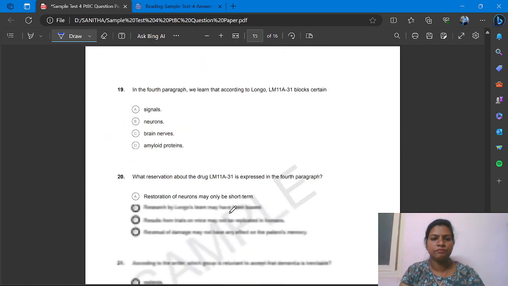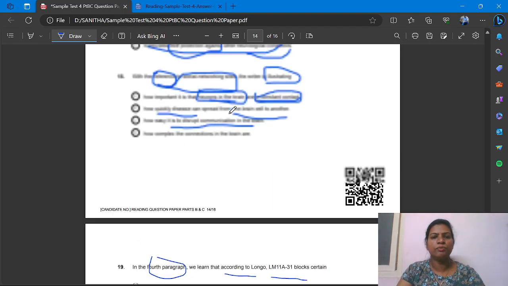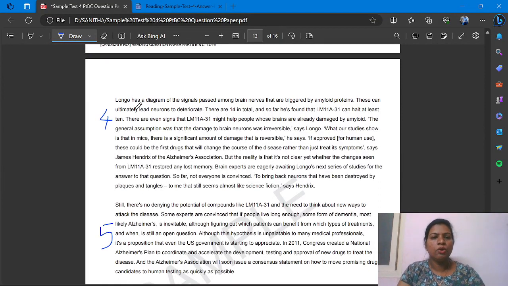Okay, you got it. In the fourth paragraph, we learned that according to Longo, LM11A31 blocks certain signals. We have to find it in the fourth paragraph. Longo has a diagram of the signals passed among brain cells that are triggered by amyloid proteins. These signals can ultimately lead to neurons deteriorating.